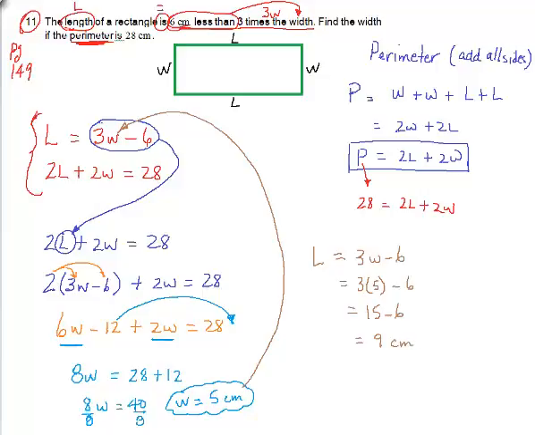Again, put your answer in word form at the end of a word problem. So the width we found to be 5 centimeters, and the length we found to be 9 centimeters. And that's the solution to number 11 on page 149.